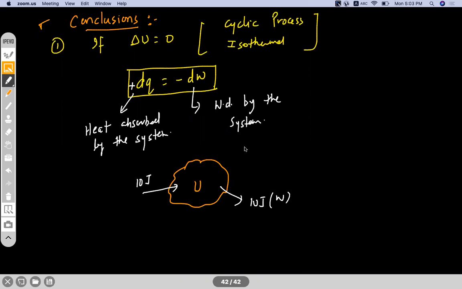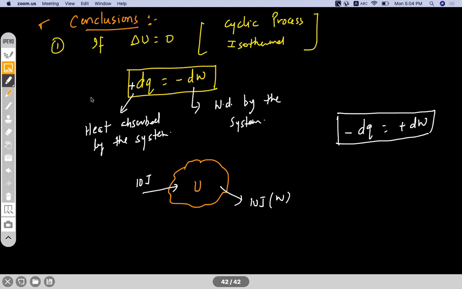Okay. We can also write this as minus dq is equals to plus dw. This is also possible. Means heat released by the system in this type. This is not a process, Anusha. Okay, this is not a process. We are just trying to understand in different conditions what is the possibility we have.